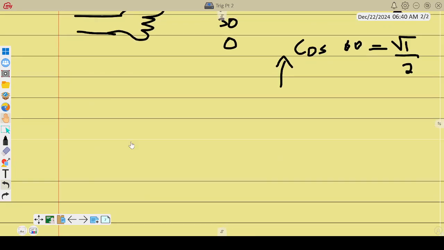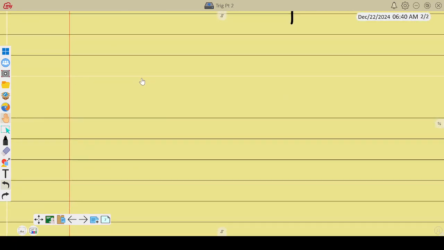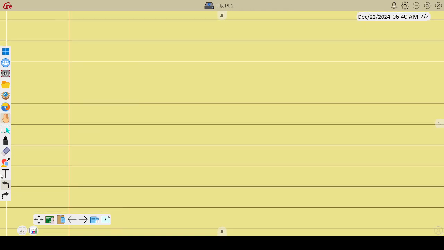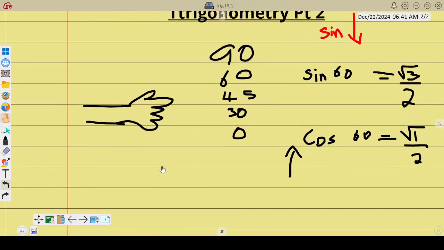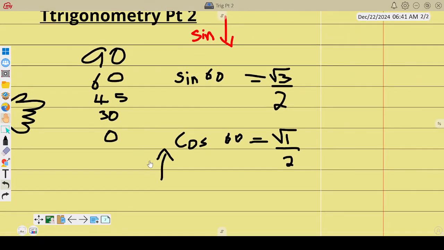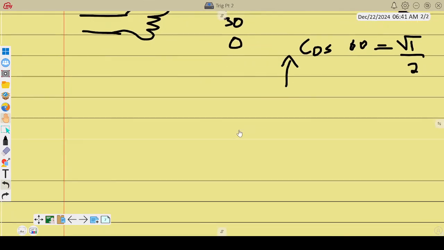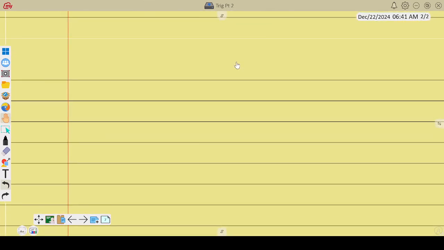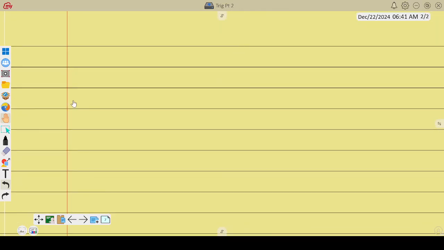So we didn't talk about tan. So what about tan? How do you work it out? Okay, so let us go to tan. What if you have tan? If you have been given to evaluate, for example, tan 60.